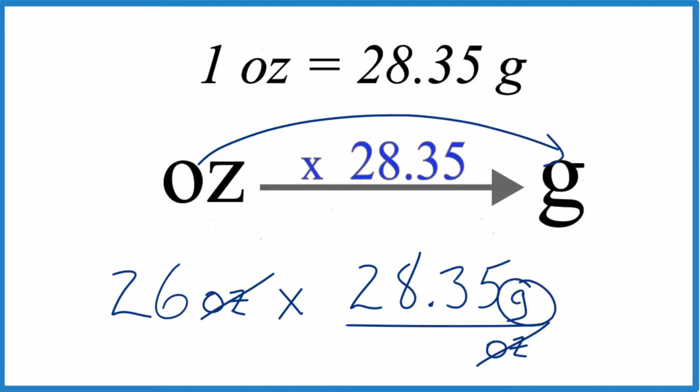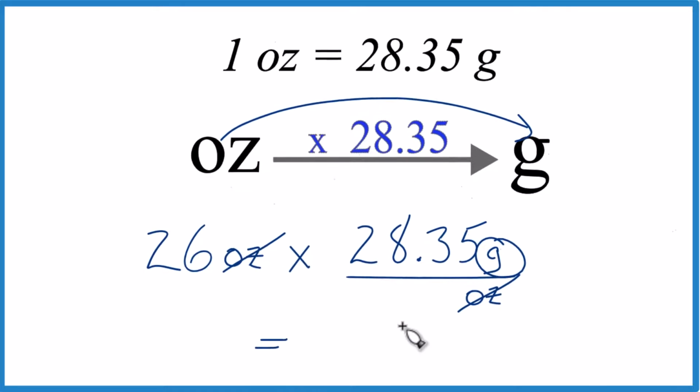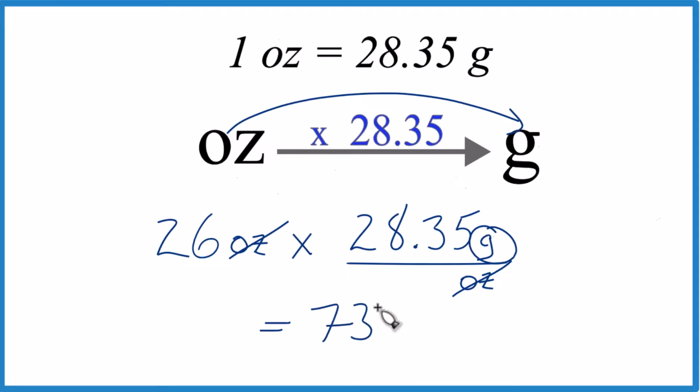So 26 times 28.35 grams equals 737.1. And the units, that's going to be the grams. That's all that's left. So that's how you do it. If you want to go from grams to ounces, you could just divide by 28.35 as well.